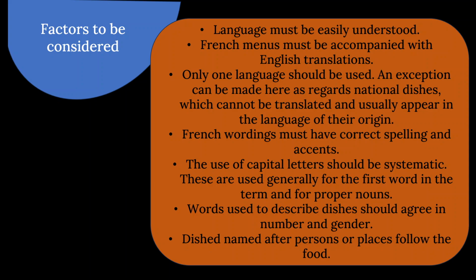French wordings must have the correct spelling and accents. The use of capital letters should be systematic. These are used generally for the first word in the term and for proper nouns. So capital letters should be used systematically. Words used to describe dishes should agree in number and gender. Those named after persons or places follow the food. So remember these points very carefully.